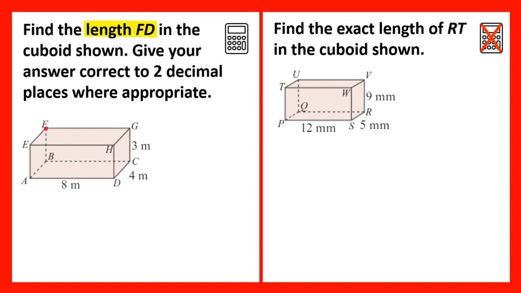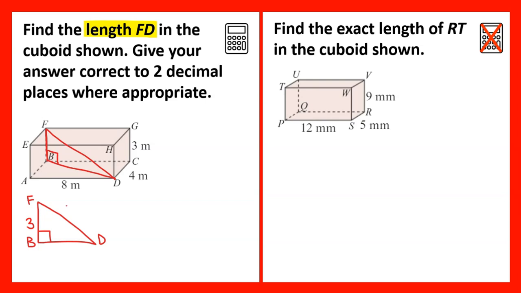F to D goes from here to here. We'll be able to use this right-angled triangle with a length going down from F to B and the other length running across the base in the same direction as FD. Pulling this two-dimensional shape out, which goes from F to B to D, and labelling the lengths which are known. The only one known is the length that goes from F to B, which will be the same as G to C on this side, which is 3 meters.